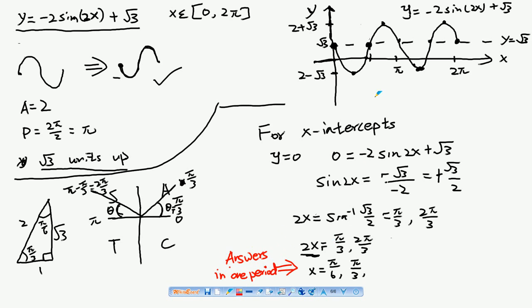For instance, the x-intercepts in the first period, which ends at pi because the period is pi, are pi on 6 and pi on 3. Sorry, let me see.